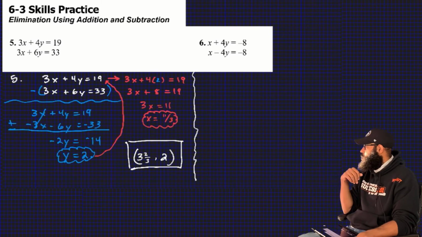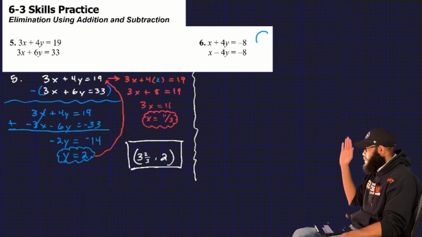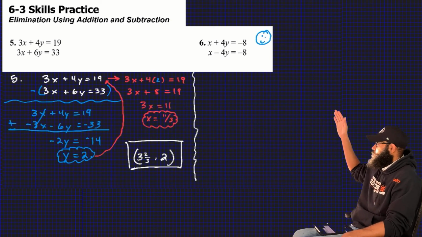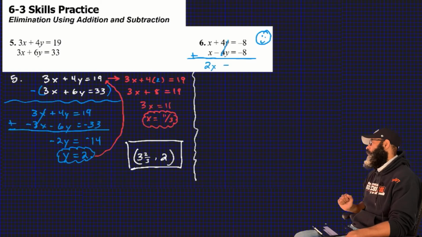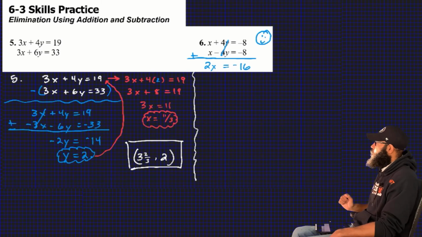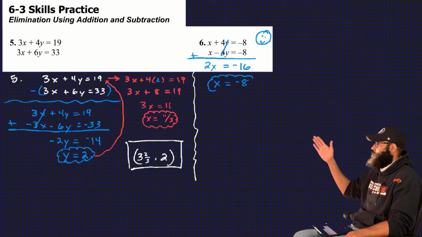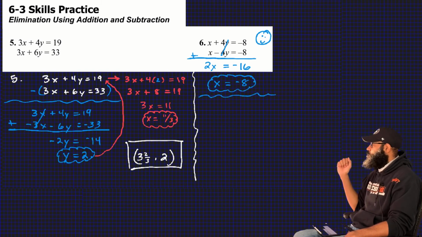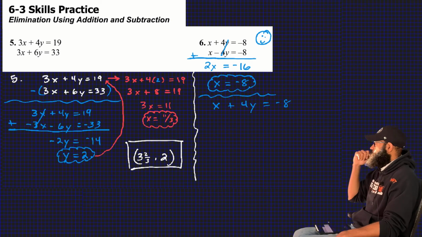So here we go, guys. Number 6, I'm happy. Am I happy because of the x terms, or am I happy because of the y terms? Well, you tell me, because there's the happy blue face, and I'm happy because of the y terms. 4y and negative 4y are opposites, they will cancel. It's set up for elimination. Didn't have to do a thing, but smile and cancel. 2x is equal to negative 16, so therefore x will equal negative 8. Now that I know what x is, what's y?